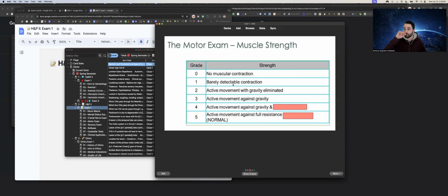Active movement against full resistance without fatigue. It's lifting weights a few times, I guess, without getting fatigued. 4 is active movement against gravity and some resistance. This is me pushing on you a little bit. It's like pushing on you with 4 fingers, right? Some resistance. All resistance would be 5, full weight, but some resistance is just 4 fingers. That is a muscle strength of 4 if I can push against 4 fingers.